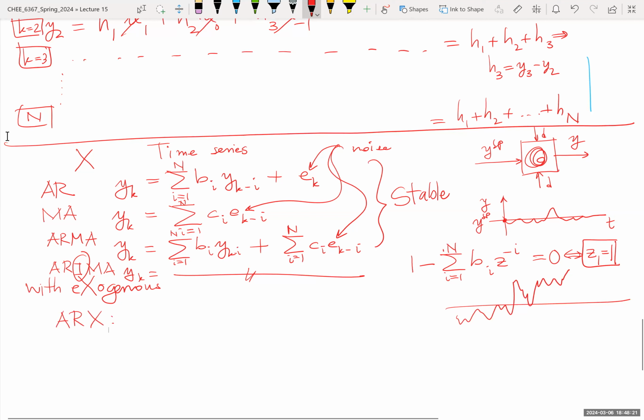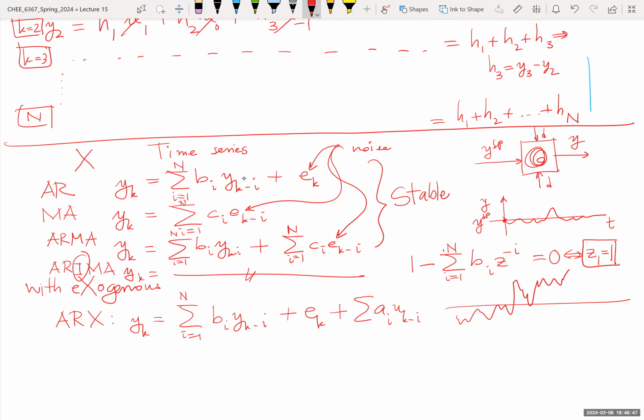So an ARX model is going to be just like AR, but there's going to be an exogenous signal. So it's y_k equals sigma b_i y_{k-i}, i goes 1 through n, plus e_k, and there is an exogenous signal. The exogenous signal is the u input that we typically have. So let's call this a_i u_{k-i}, i goes from 1 to n. Of course, I have all of those going from 1 to n, but in practice, this may be different.